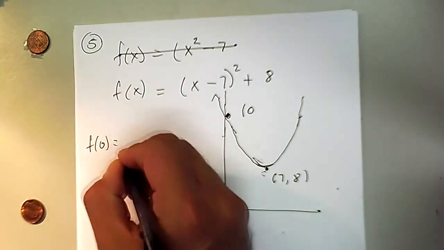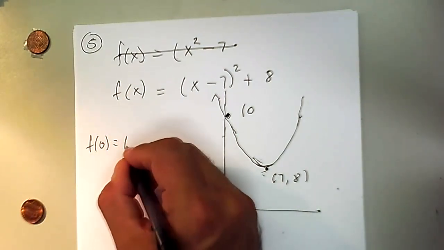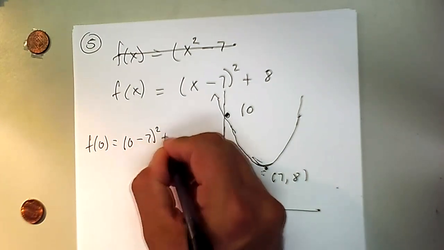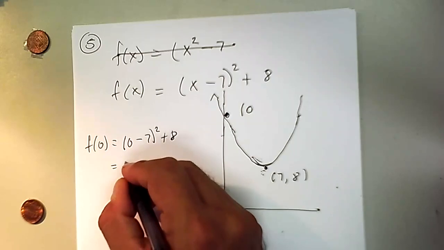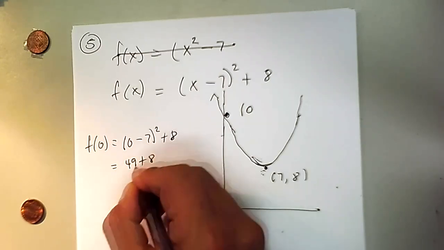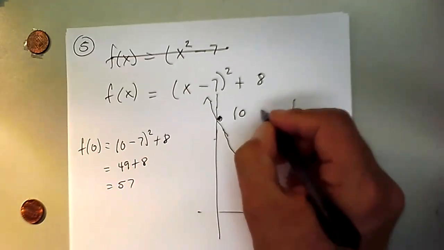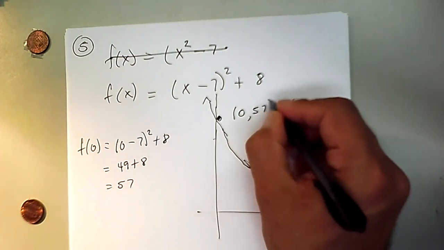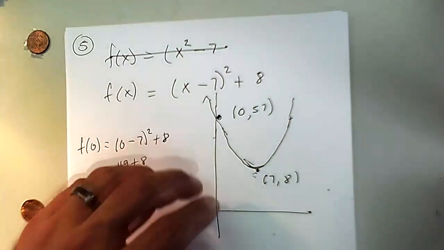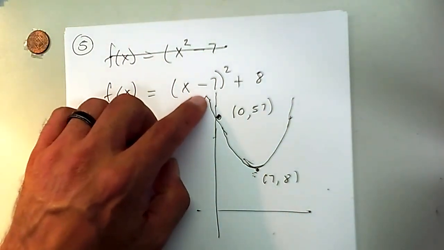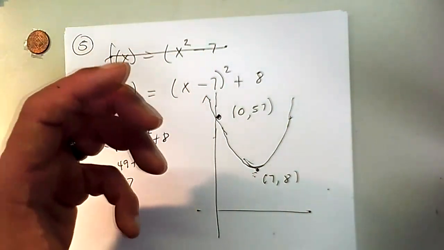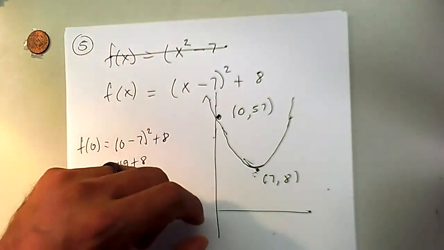f of 0 will be, well, (0 minus 7) quantity squared plus 8, and that is 49 plus 8, 57. So (0, 57). And again, this is a sketch of the graph, in the sense that it is not scaled well.